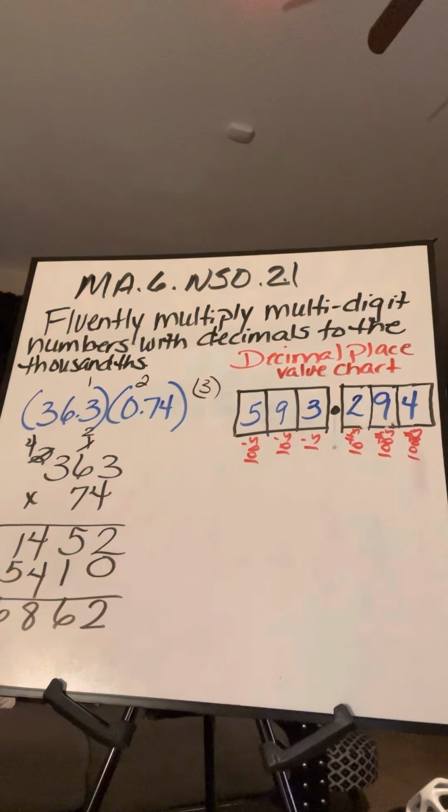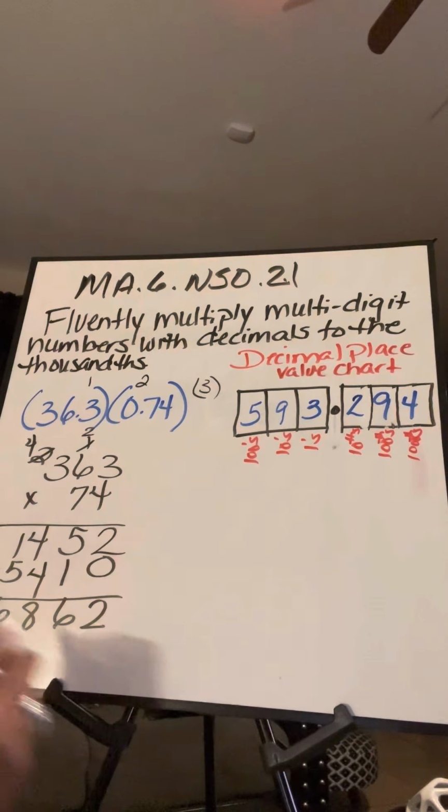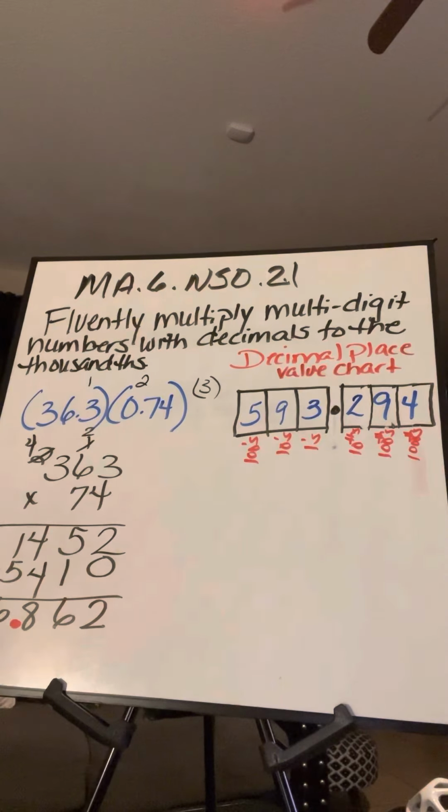And remember, I said we took the decimal out, so we need to put it back in. 3 places, so there needs to be 3 numbers behind the decimal. So we have 1, 2, 3. So I'm going to put my decimal right here.